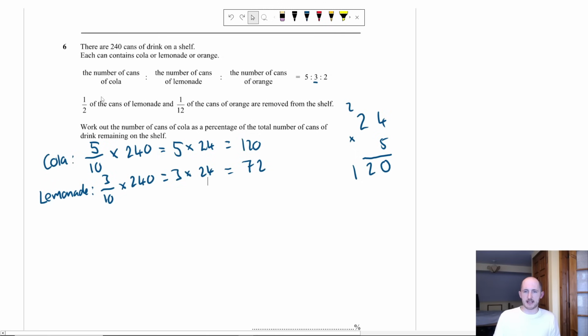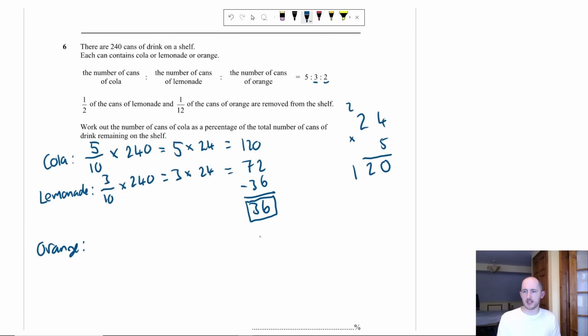Now, here it says half of the cans of lemonade are removed. So what's half of 72? It's 36. So I'm going to take away 36 from here, which leaves me with 36 cans of lemonade. Okay? Now, orange.